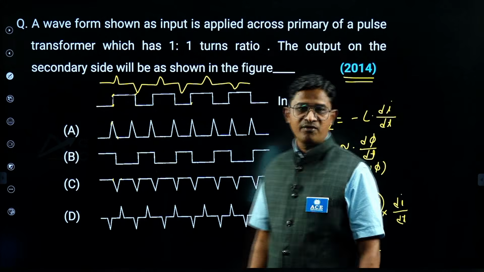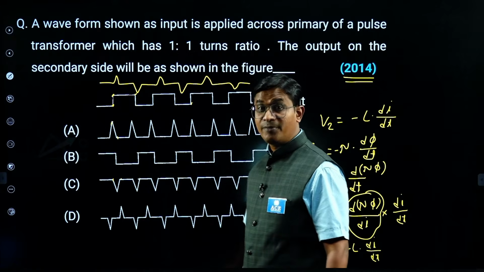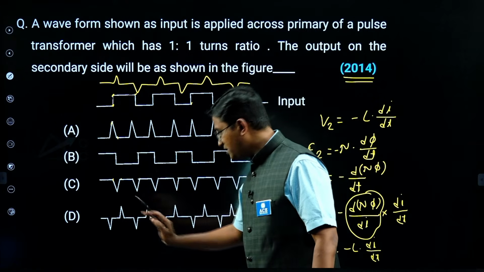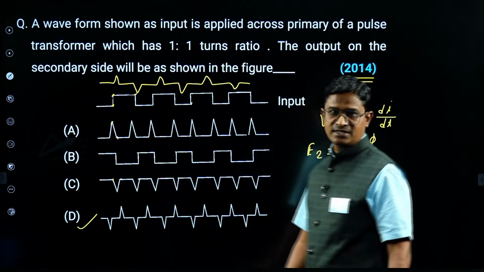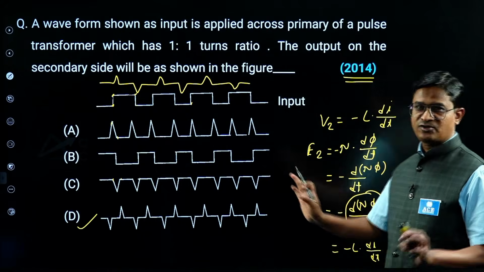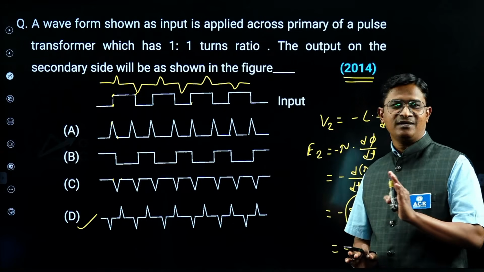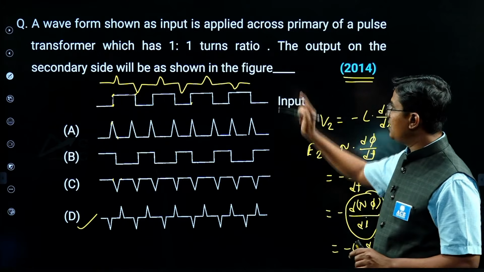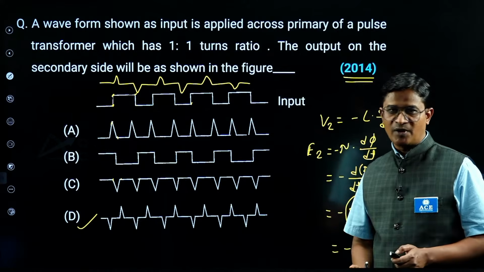Now we have one negative sign also, right? So if I multiply this with -1, I will get this type of waveform. So the correct answer is option D. All right, option D is the correct option. It is simple, actually a basic question. Strictly speaking, it is not related to power electronics, but as they have used the word pulse transformer, we have taken it under power electronics.